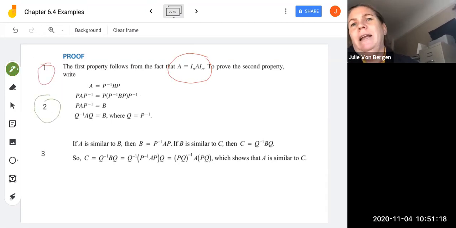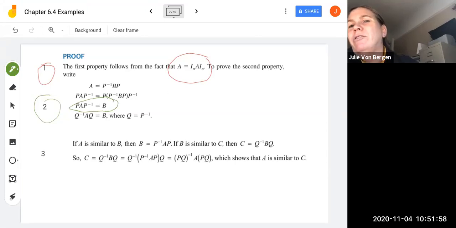Our second property here, we start with A equals P inverse BP because we know in this second property that A is similar to B. So then we want to rearrange and get B by itself to show that B is similar to A. So we do that by multiplying P on the left side and P inverse on the right side. And we're able to do that as long as we're consistent with our matrix multiplication. And then over on the right side, the P inverse and the P multiplied together are just the identity matrix. So we end up with B isolated on the right side.